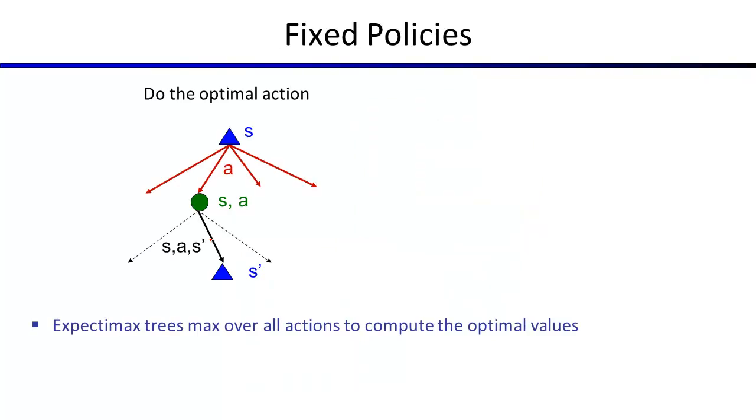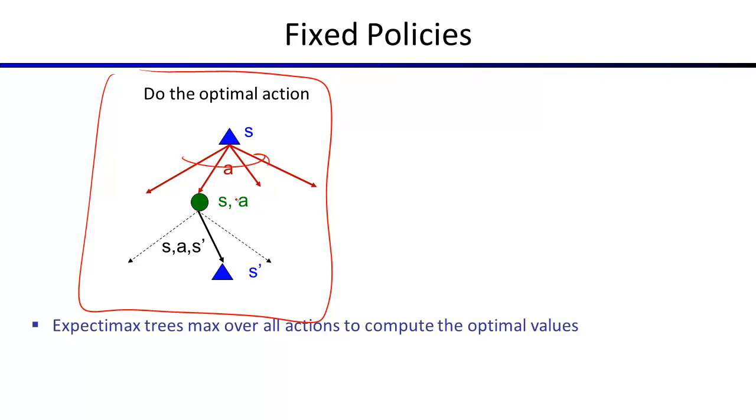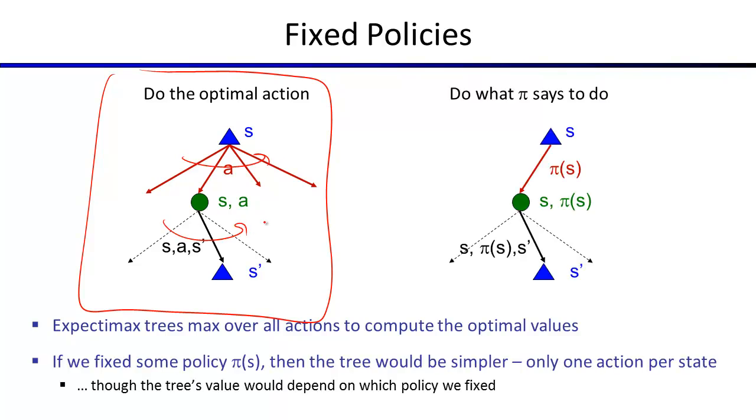Okay, so in standard expectimax, we had this over here, a choice over actions, and then a stochastic transition. When the policy pi is fixed, we lose the choice over actions. The action is fixed. Pi of s tells us what action to take. And then we still have the stochastic transition here. So by fixing the policy, we have a simpler expectimax tree. You can imagine that the corresponding value iteration-like algorithm will be simpler than the one we've seen so far.